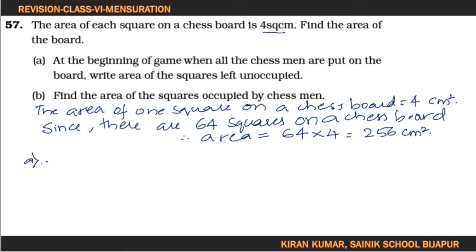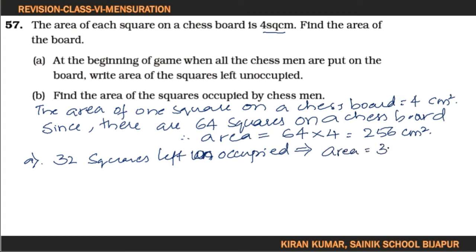Now let's answer the first sub question. At the beginning of the game, when all the chessmen are put together, there will be 32 squares left unoccupied. This implies that the area will be equal to 32 times 4, which is 128 square centimeters.